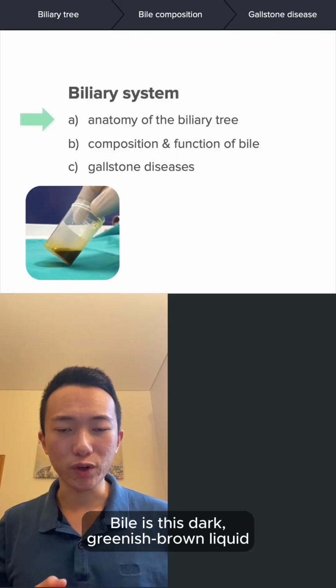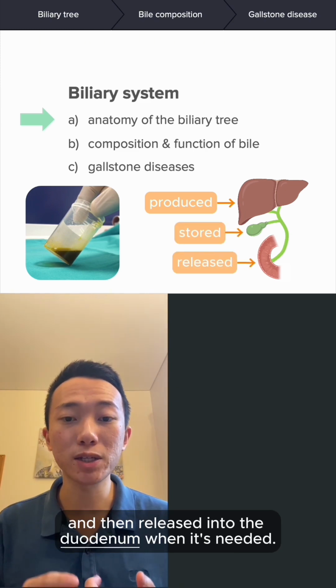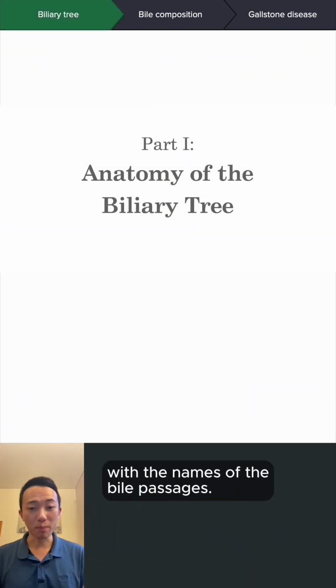Bile is this dark greenish-brown liquid that is produced by the liver, stored in the gallbladder, and then released into the duodenum when it's needed. Let's start off really simple with the names of the bile passages.